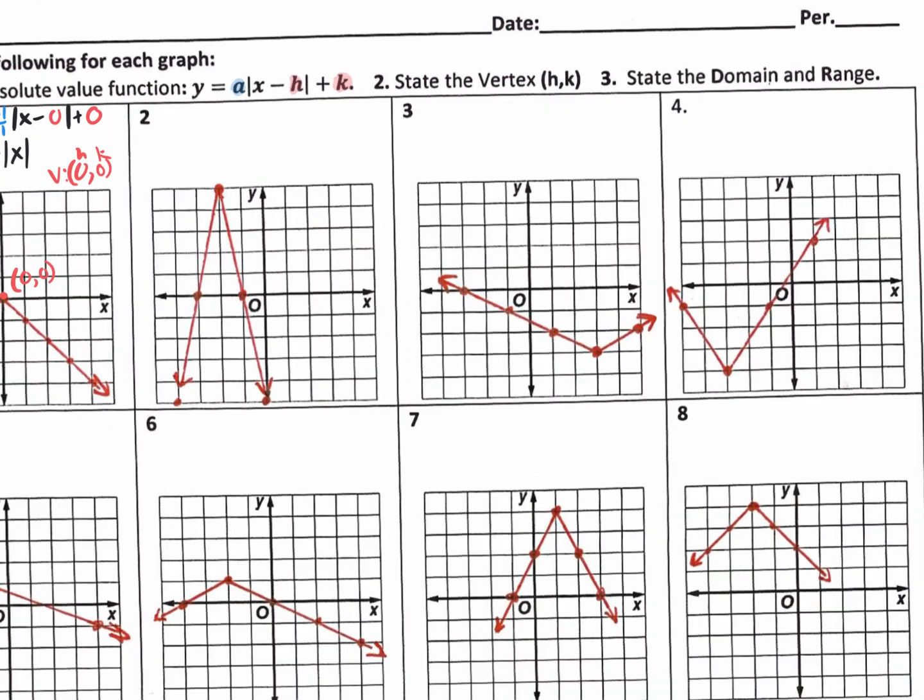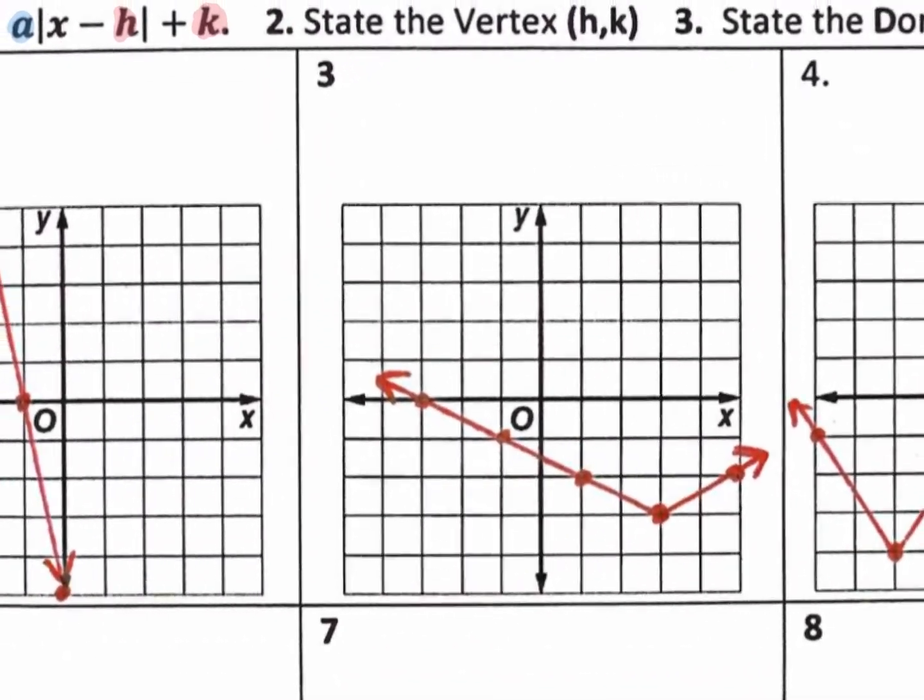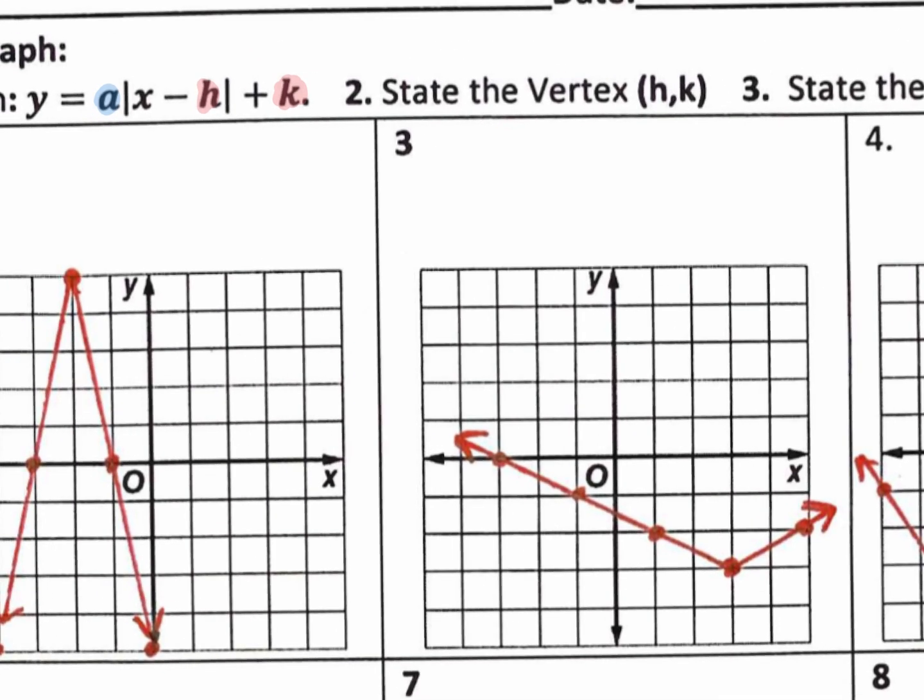Let's take a look at number 3 here. So once again, you want the a, the h, and the k. And once you identify that, you're going to be able to plug it in with blank spots. Y equals blank spot, absolute value, x minus blank spot, plus blank spot, right? So the a value is the rise over run. So I'm going to put a is rise over run.